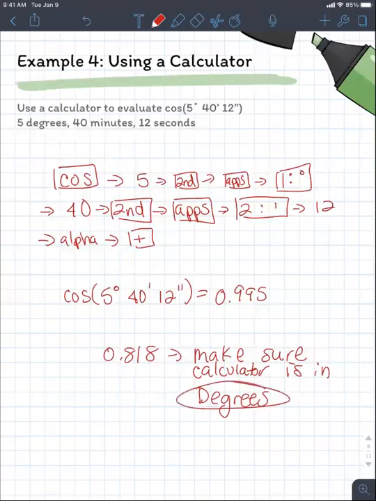Cool. You might be able to do that on the Desmos scientific calculator. I haven't tried it, but just in case I wanted you to use this calculator. Are you ready to move on? Okay.